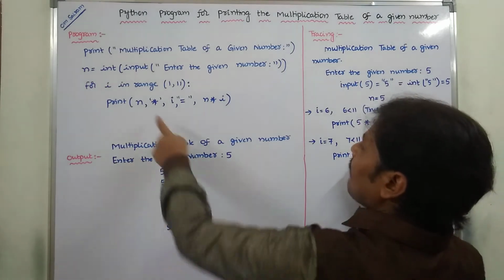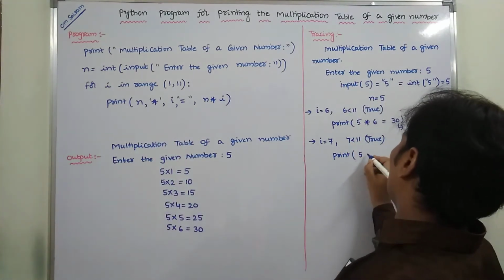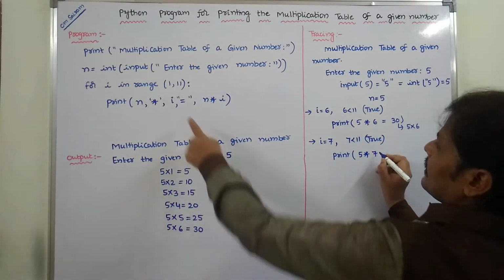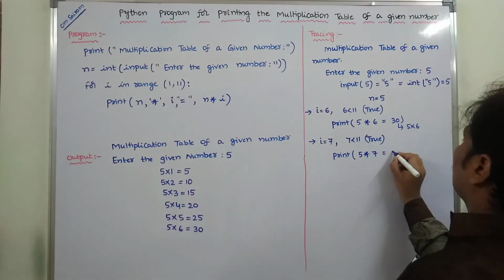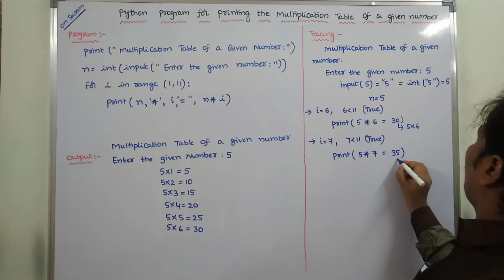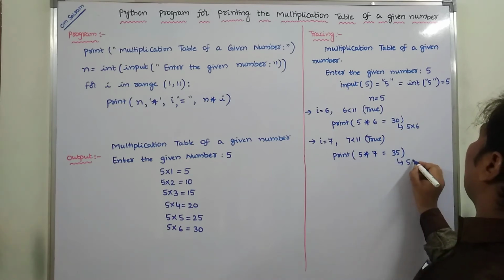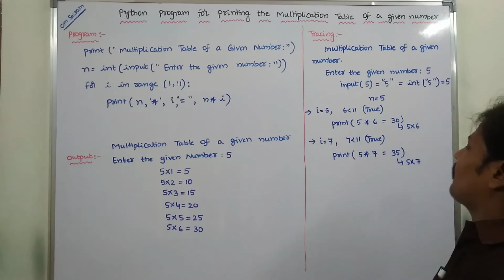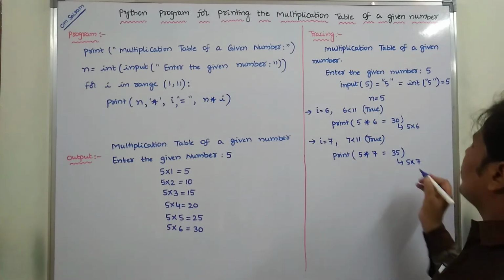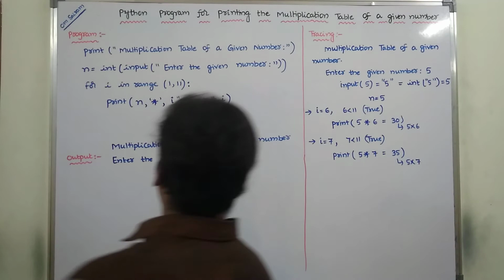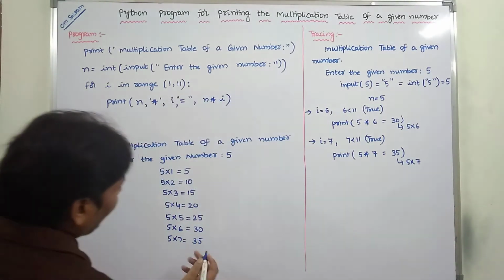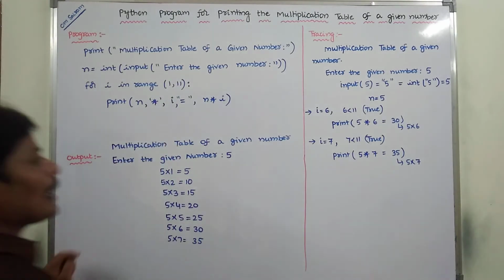Print n value is 5. N has no change, only I value is changing. I value is 7 is equal to 35. Here 35 we are getting n into I, n value 5, I value 7, that is 5 into 7. Next after printing 5 into 7, that is equal to 35, again control goes to the for loop.